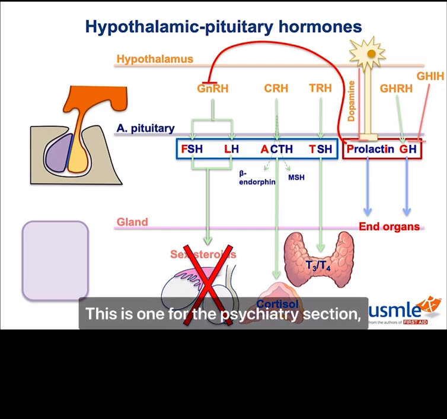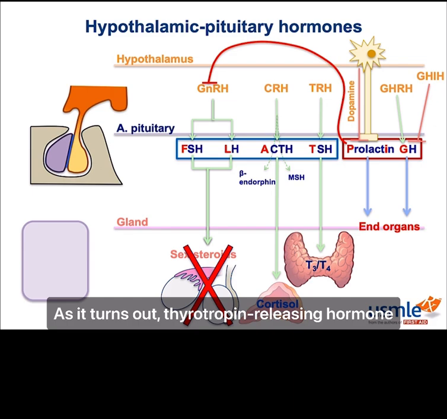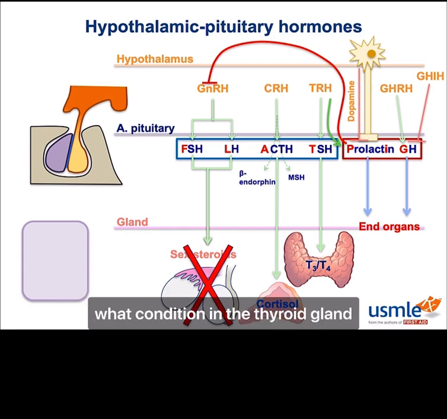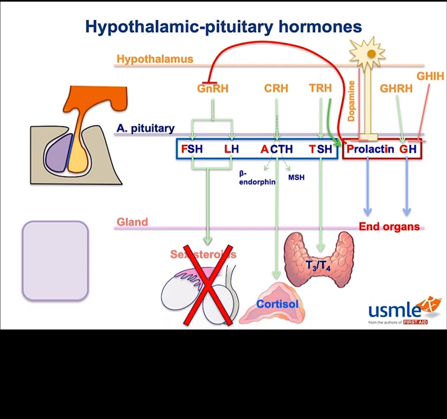This is one from the psychiatry section. It's the antipsychotic drugs. This is a side effect that's present in all generations of antipsychotic and can actually be pretty troublesome. The final cause of elevated prolactin is actually the second of the important cross-regulatory pathways you need to know. As it turns out, thyrotropin-releasing hormone stimulates prolactin as well as stimulating TSH. And, be careful before you answer this, what condition in the thyroid gland can cause elevated TRH?